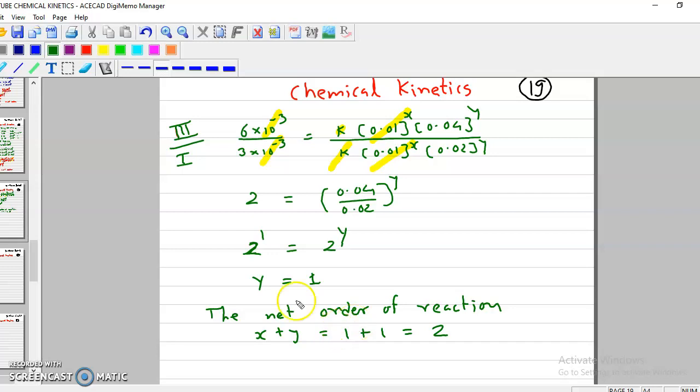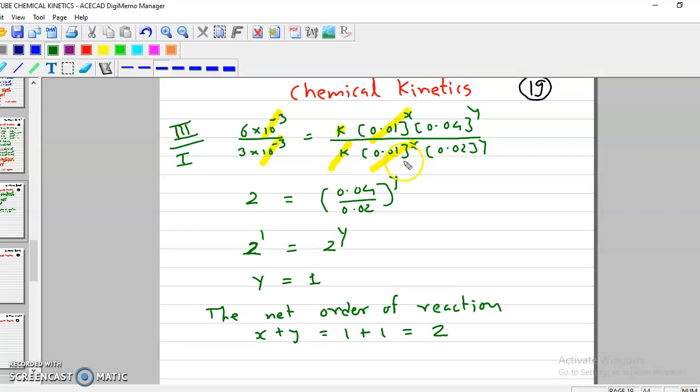Now there may be one question arising in your mind: why are we taking 3 by 2? Why not 2 by 3? We will get the same answer, of course, but it might be difficult for you in terms of mathematics or calculations. Why? Because if you take 2 by 3, then it will be 3 by 6, that is 1 upon 2, and 0.02 upon 0.04 means 1 by 2 raised to y.